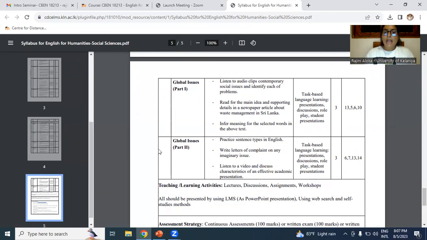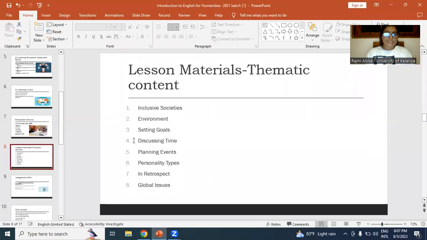Then finally, we have global issues part 2. Practice sentence types in English. Write letters of complaint on any imaginary issue. Listen to a video and discuss characteristics of an effective academic presentation. Okay, so that is about the content of each lesson.